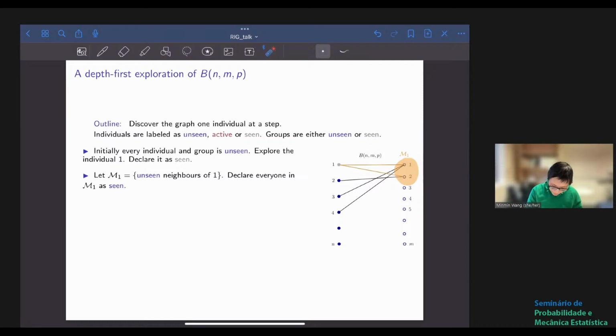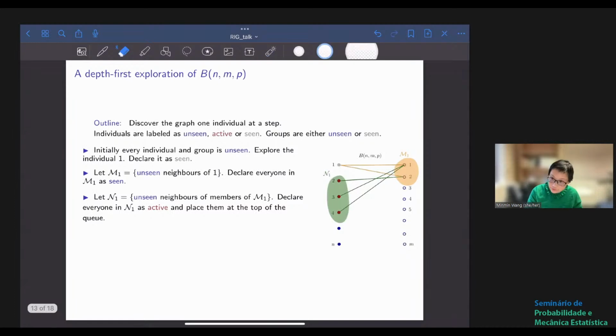So this is the first neighborhood, and then we go back to the side of the individuals. We look at all the unseen neighbors of the members of M1. These are the neighbors of the individual, and they are all individuals. So in this example, you have 2, 3, 4, 3 vertices.